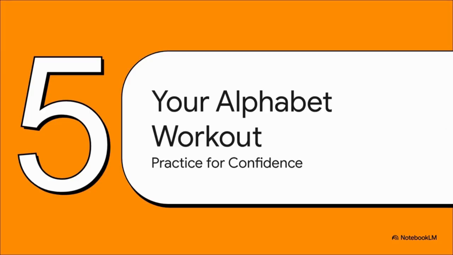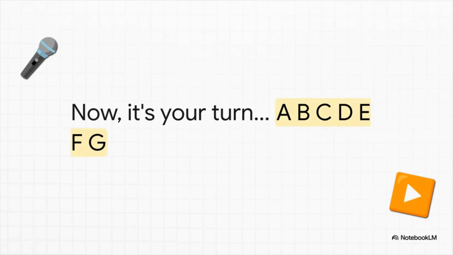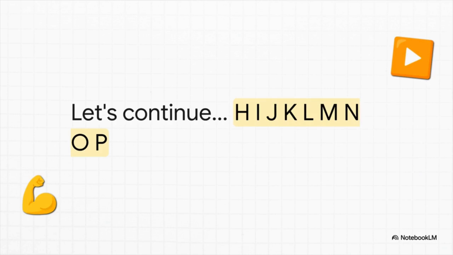Let's get our hands dirty and actually do something. Practice is everything, and one of the best ways to lock this stuff in is to just say it. So let's do a quick alphabet workout. Ready? Repeat after me. Here we go. A, B, C, D, E, F, G. Great. Let's keep it rolling.